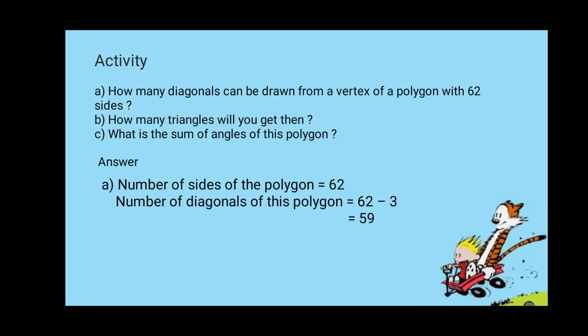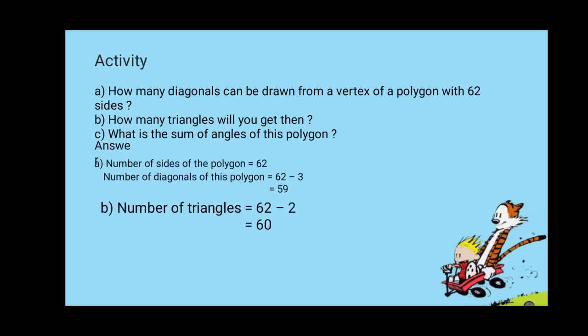How many triangles will you get then? We know that for an n-sided polygon, the number of triangles formed is n minus 2. Here n is equal to 62. So the number of triangles is equal to 62 minus 2, that is equal to 60.